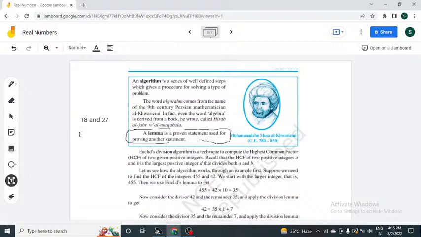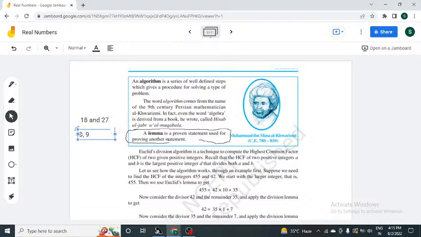So we know that 18 and 27 are divisible by 3, and then if you check 6, 18 is divisible by 6, but 27 is not, so we cannot say 6. Then the next number that comes to my mind is 9, and if you check, 9 divides 18 as well as 27, so that would be 9. And now you cannot have any bigger number that can divide both 18 and 27, so the HCF of 18 and 27 would be 9.